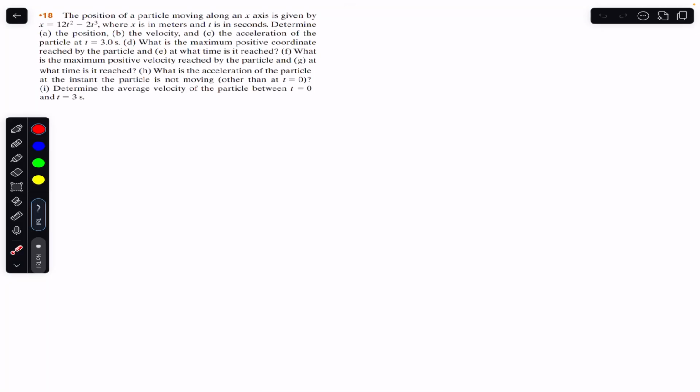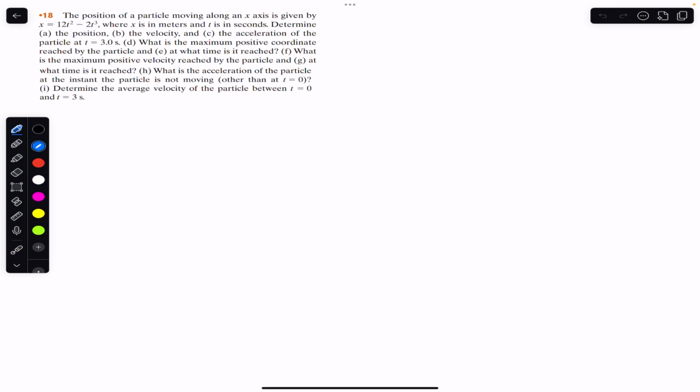Now we are going to solve this problem which is related to fundamentals of physics. The problem says that the position of a particle moving along an x-axis is given by x equals 12t squared minus 2t cubed, where x is in meters and t is in seconds. Determine the position, velocity and acceleration at t equals 3 seconds.